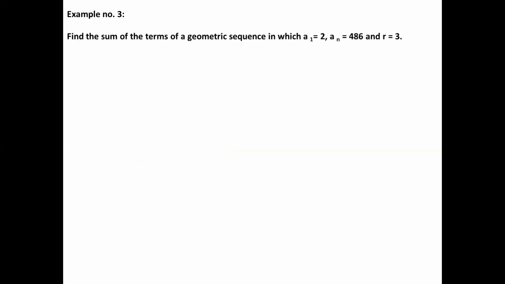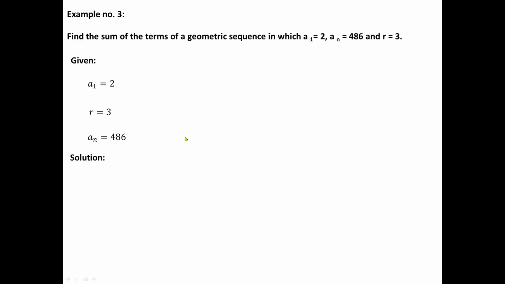Let us have another problem. Example number 3. Find the sum of the terms of a geometric sequence in which a sub 1 is 2, a sub n is 486, and r is equal to 3. Given, a sub 1 is 2, r is equal to 3, a sub n is equal to 486.